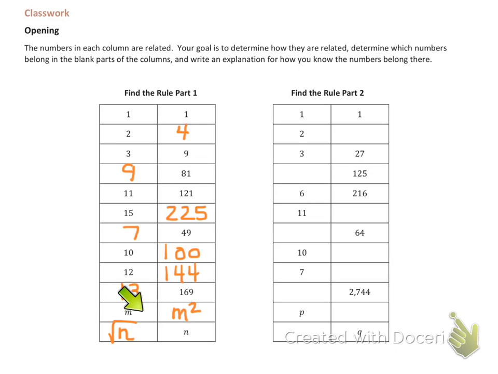And then down here, we wrote it with variables. I have m in the left column, so m squared would be using the rule to find the number in the second column. And then here I knew n was the squared number, so the square root of n is what would go in the first column. Okay, so think about that for a while. If that's confusing, maybe just give yourself a couple minutes to take it in before we go on to Find the Rule Part 2.